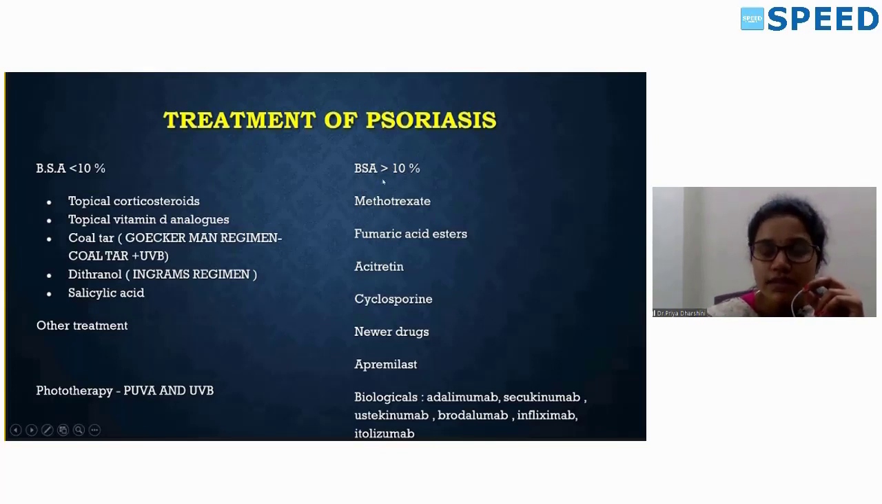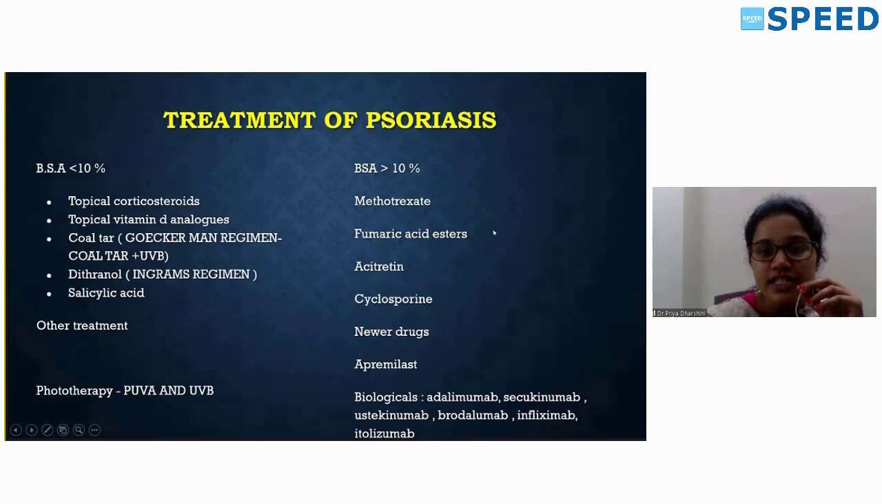If the body surface area is more than 10%, then the patient is categorized as severe psoriasis, and the first line management for treating severe psoriasis is methotrexate. Methotrexate is a dihydrofolate reductase inhibitor, and it responds very well to methotrexate, and psoriatic arthritis also responds very well to methotrexate.